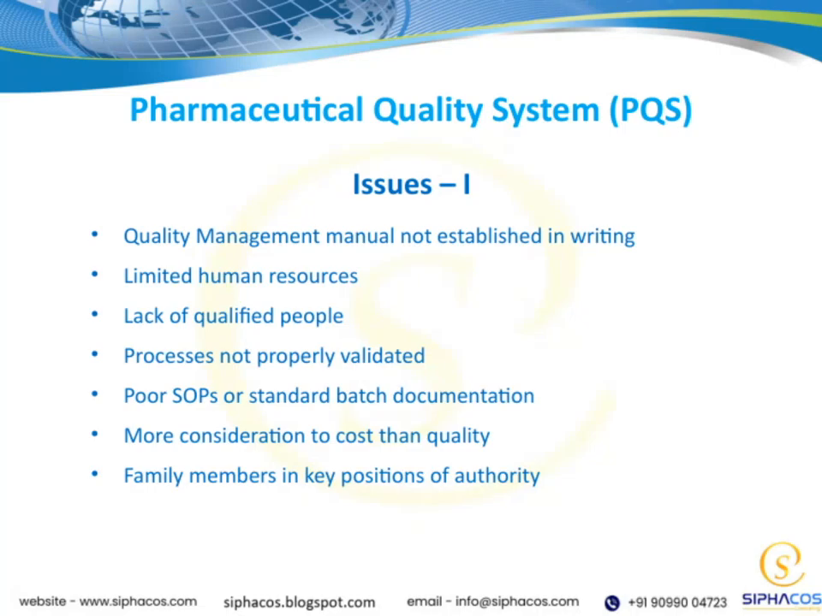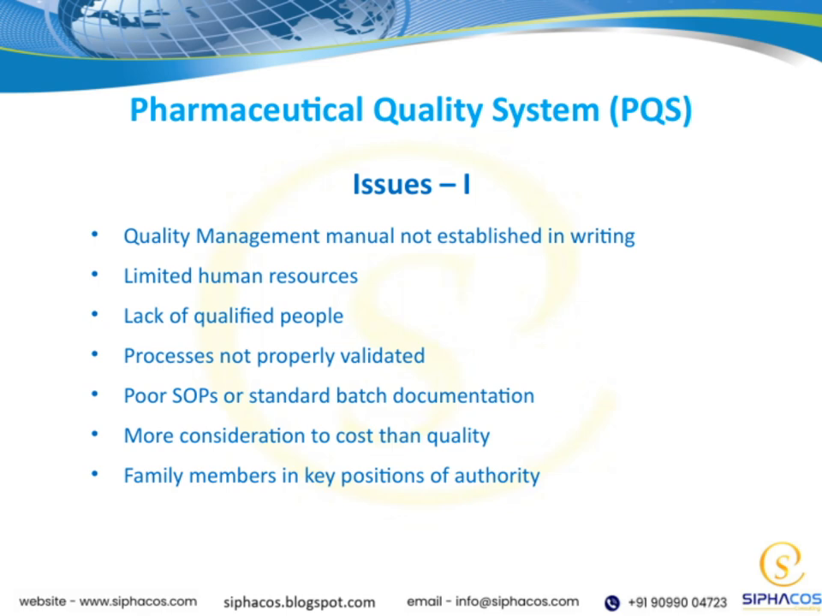Let's take a closer look at some of the key issues we face. First, the Quality Management Manual is not established in writing, which makes it difficult to ensure consistency and clarity across processes. We also have limited human resources, which puts additional pressure on the team and can impact overall quality. Another critical point is the lack of qualified people. Without the right expertise, maintaining high standards becomes even more challenging.